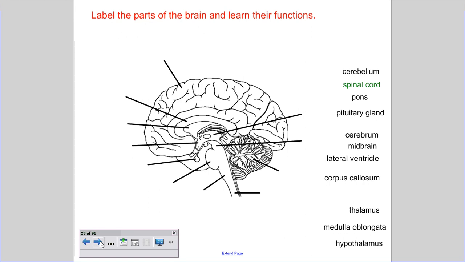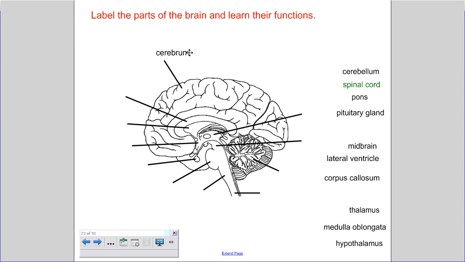Okay. So if you look, probably the most obvious part is this part up here that looks all kind of coiled up. This is the part that gives us our intelligence, our emotions, our personalities. It controls voluntary movements. There's a lot of stuff that this part of the brain does. This part is, you're right, the cerebrum.